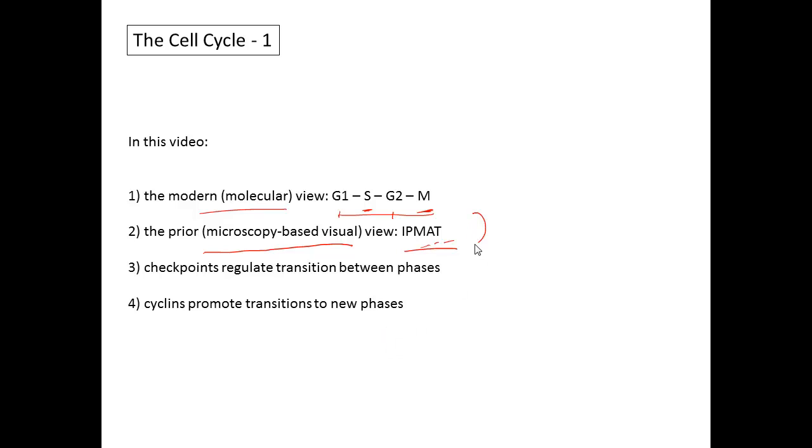And then we'll try to make a correlation between the two and see the different emphases that the different tools that we use produced on the molecular events. We'll talk about checkpoints. These are quality control points that the cell must satisfy before it can transition between the different phases. And then we'll talk a little bit about the molecular machinery, proteins named cyclins that regulate the transition to new phases if the cell satisfies the requirements of the various checkpoints.